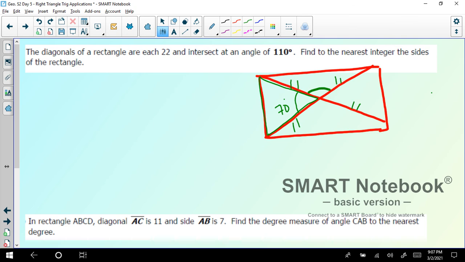So therefore, triangle ABC is the isosceles triangle. And now you can get this particular perpendicular bisector, simplify and get the side.